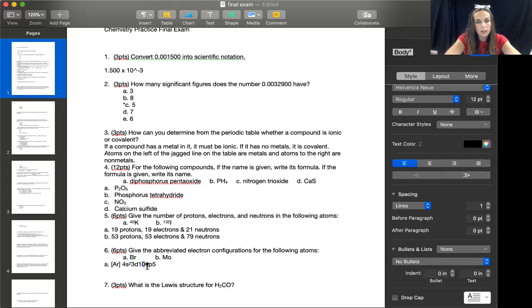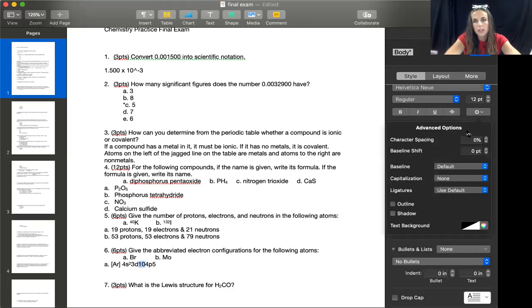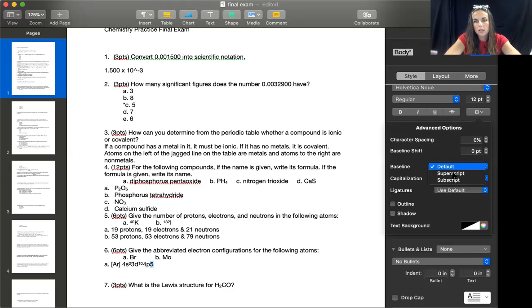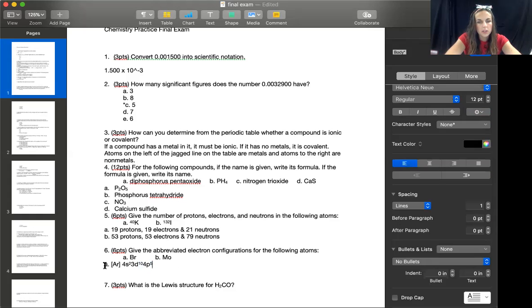That is how many valence electrons they have in that level. You will put it in a superscript. Your number for the level is just going to stay as a coefficient.